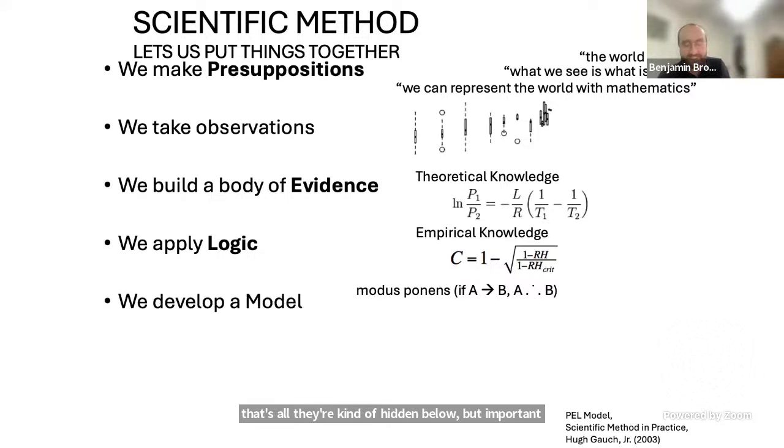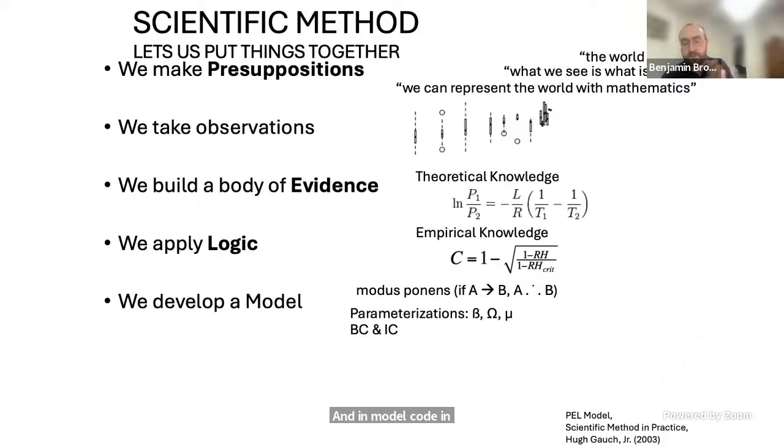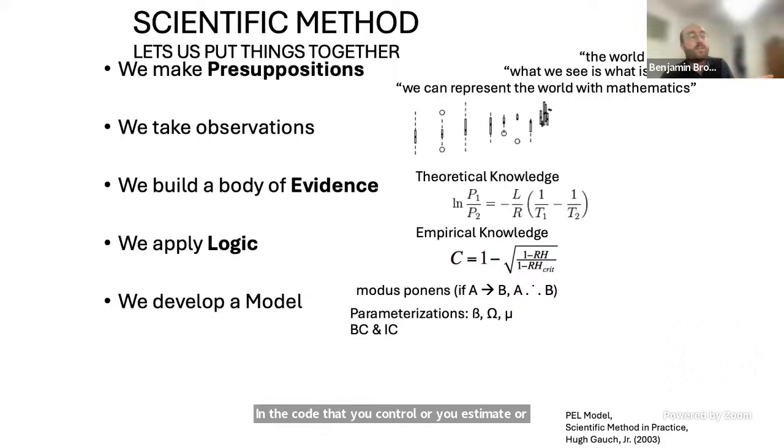And if we do all this, we can develop a model. If we're talking about climate, we're going to develop a model of what we think the climate is like. And in model code, in the models we're talking about, there's parameterizations, which is all of the variables and knobs that you put in the code that you control or you estimate or you're trying to figure out. You have BC and IC, boundary conditions and initial conditions. Boundary conditions are often, one example is the emission scenarios going into the future. What are we going to force the model with as we run it into the future? That's a boundary condition. How much methane is being emitted, a boundary condition.